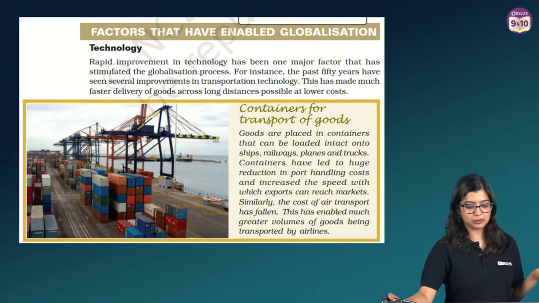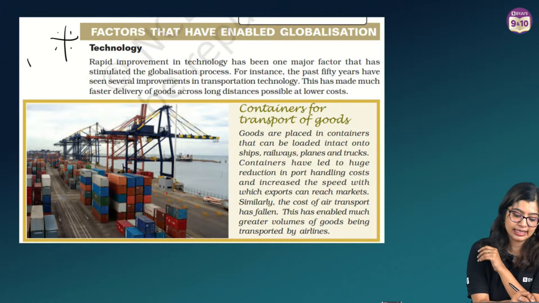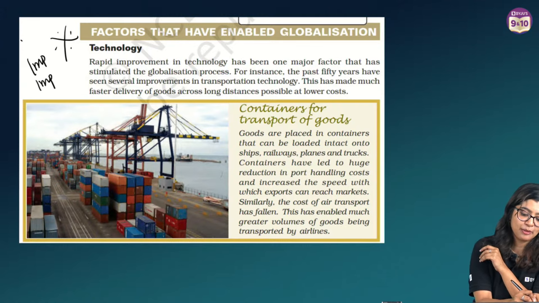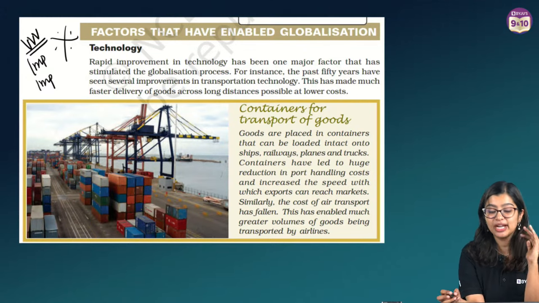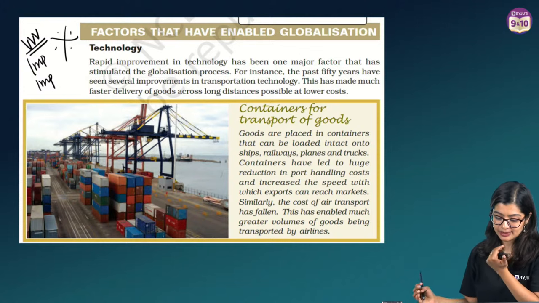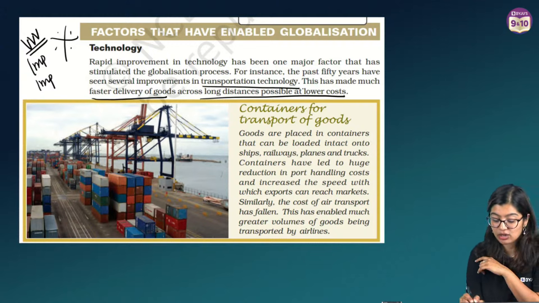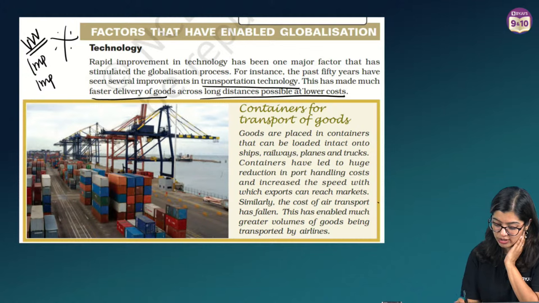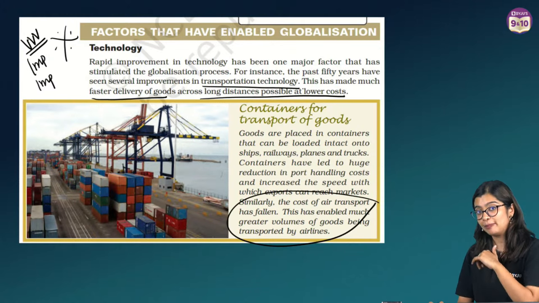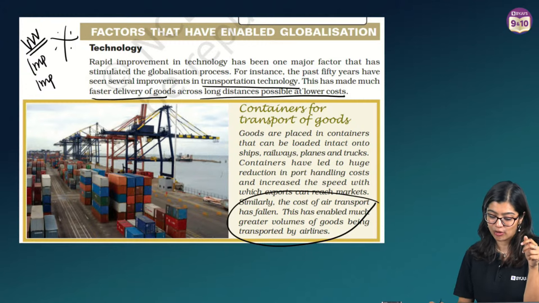Now moving on to the next bit of it, factors that have enabled globalization. Please star mark this, put important, and put three V's. V, important, right? How has rapid improvement in technology helped us? So we know that there are several improvements in transportation technology, which has improved faster delivery of goods across larger distances, right? Here they have given how over a period of time, air transport has become easy, which means volume of goods can be imported more.